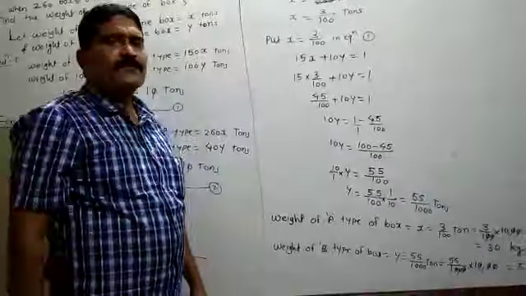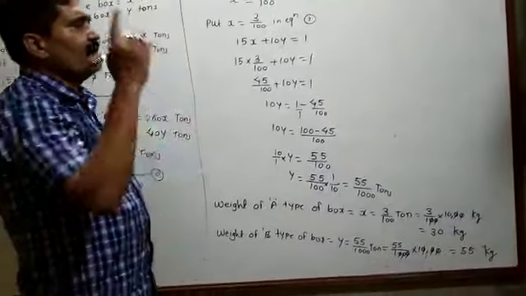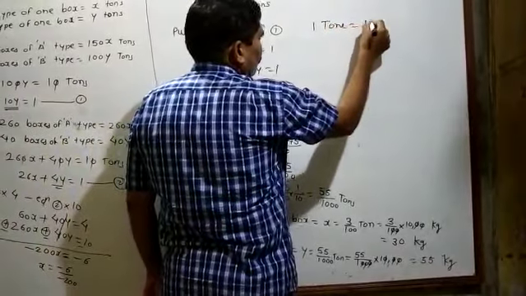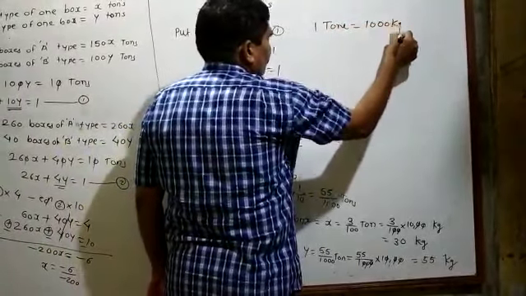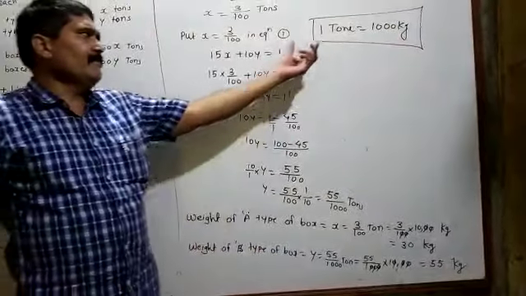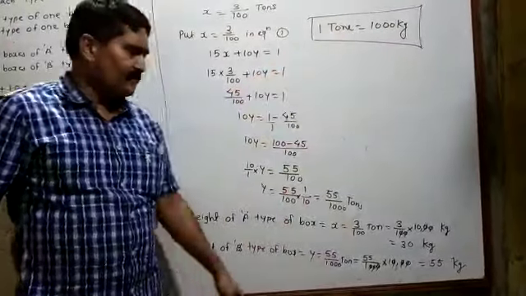But you have to convert it into kgs. At that time we have one conversion. 1 ton is equal to 1000 kg. This you have to keep in your mind or in the notebook. On the front page of your notebook, you have to write this: 1 ton is equal to 1000 kg.